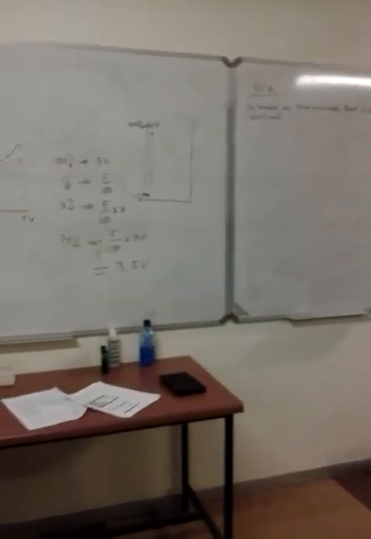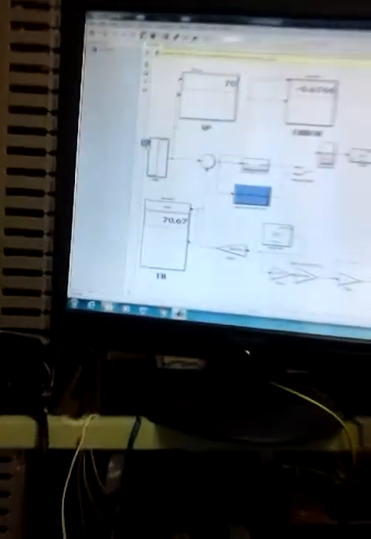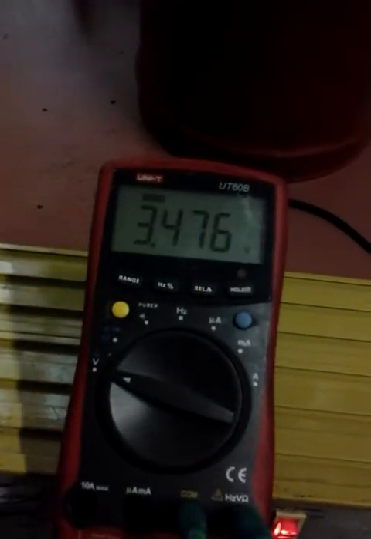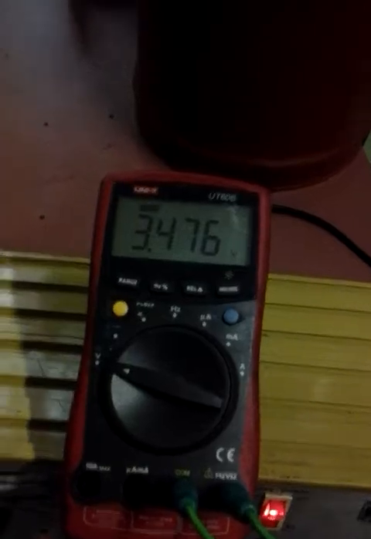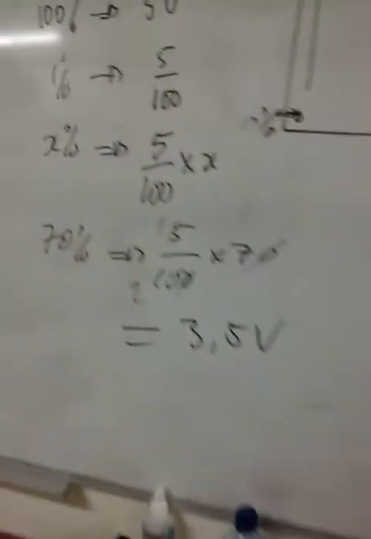But we're expecting, as shown on the board, 5.5. There, okay, there we go. That side is 70. We have reached the set point. Okay, check there now. On the multimeter we're getting 3.476. I think it's close to the calculated value. That means fine.